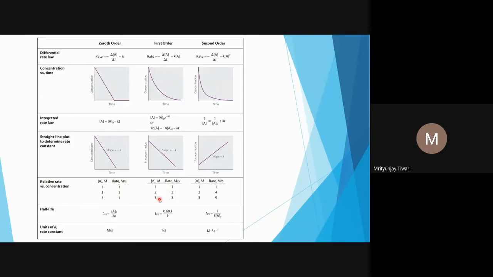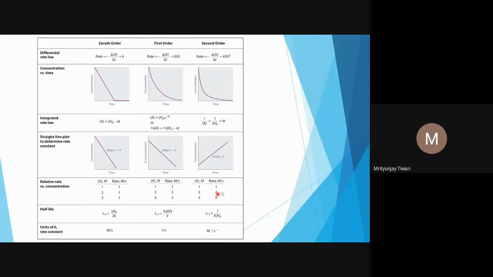So for the first order reaction, if the initial concentration is increased, the rate will be increased in the same proportion. Suppose it is 1 molar and the rate is 1; if the initial concentration increases 2 times, the rate will also increase 2 times. If the initial concentration increases 3 times, the rate will also be 3 times the initial value. So the rate depends on the initial concentration to the power 1 only. However many times you increase the initial concentration, the rate will be increased the same number of times.